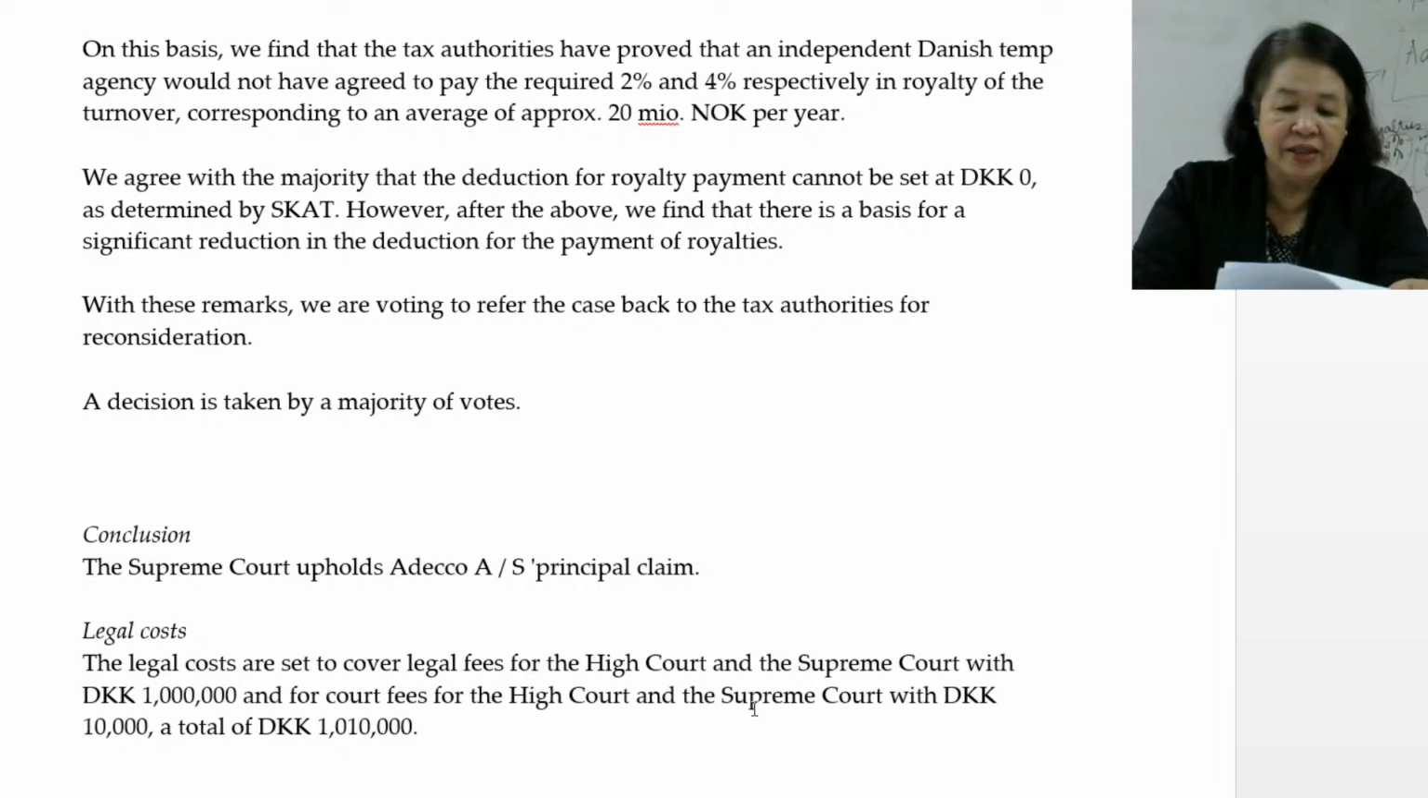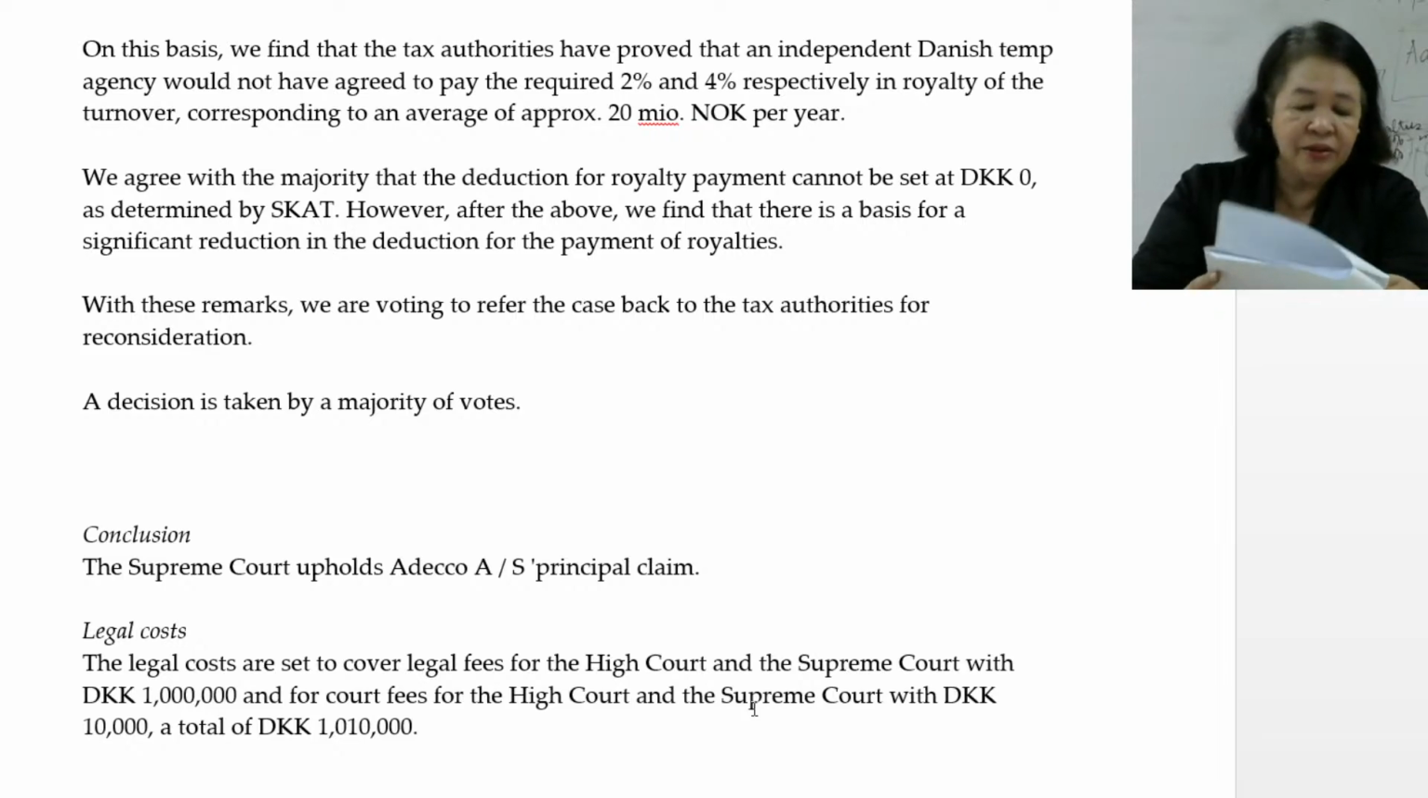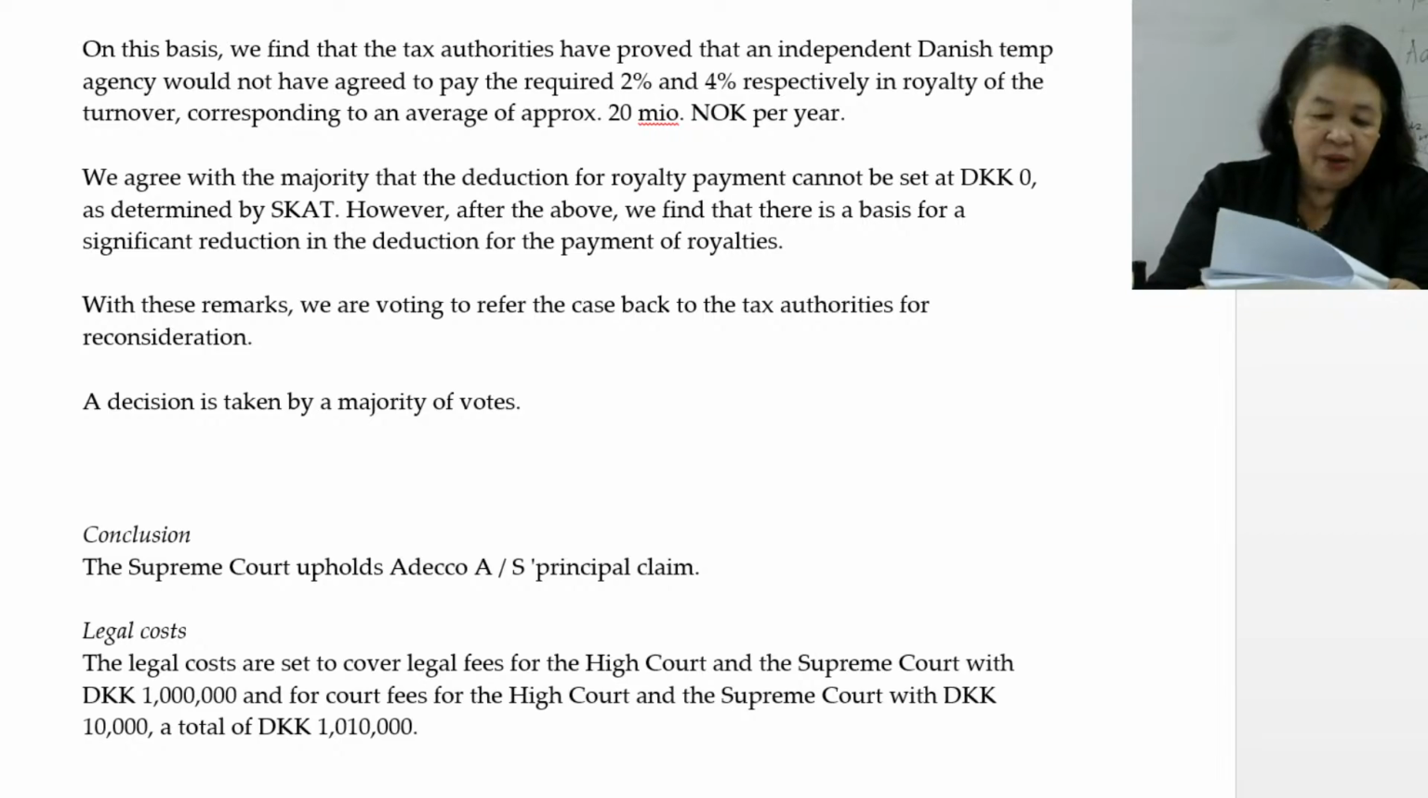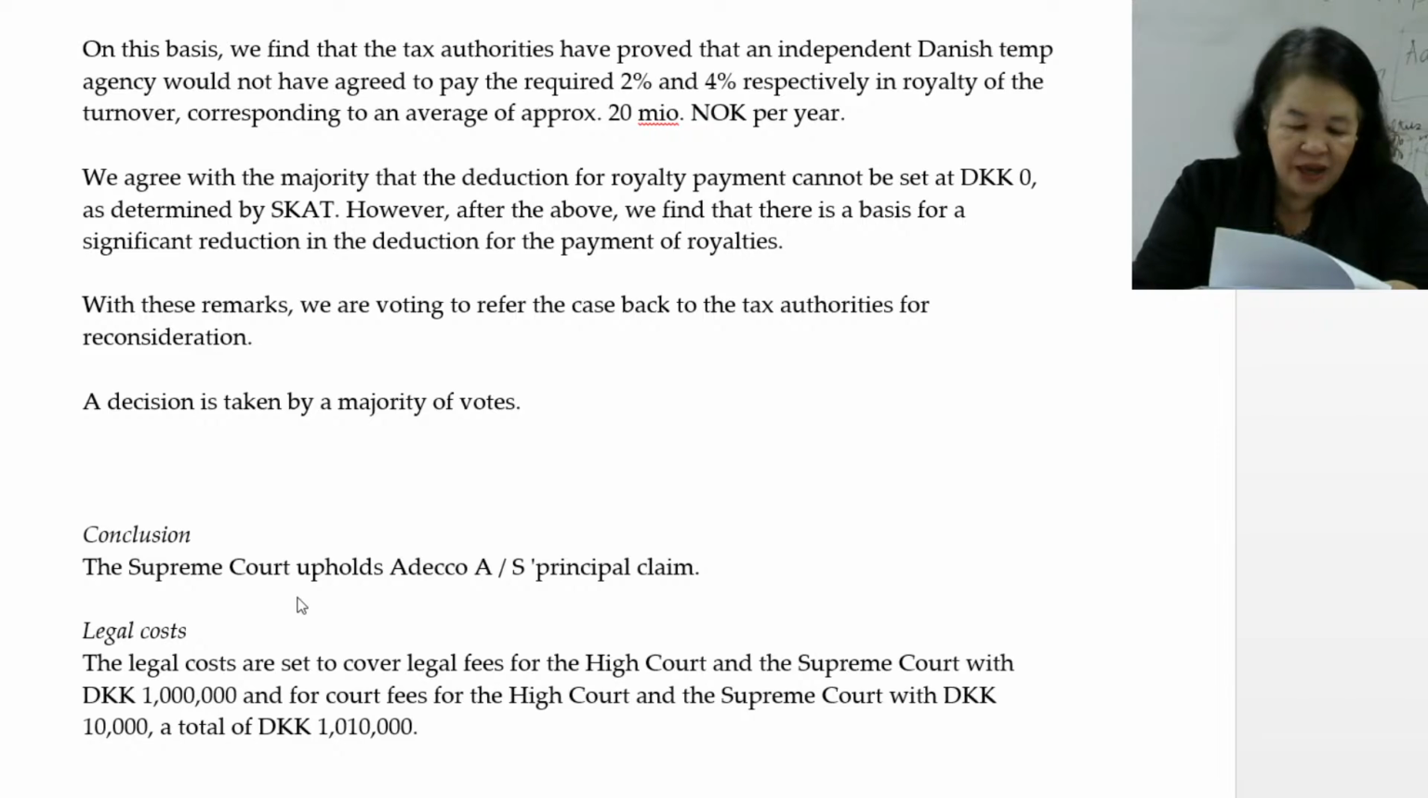So, nireremand yung case sa SKAT, no? Sa tax authority. Pero, anong nangyari dito? Pinabayad ng Supreme Court ang tax authority ng 10,000 at saka 1 million. No? So, kaya ang total dito is 1,010,000.